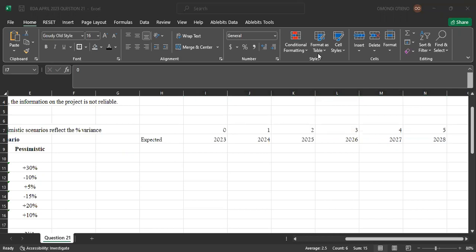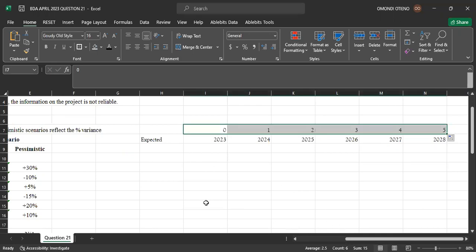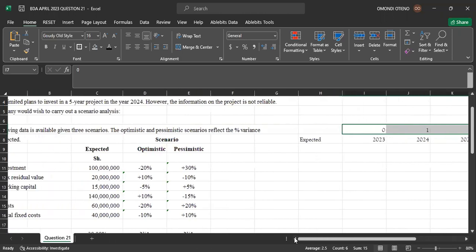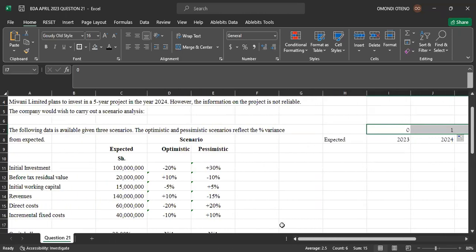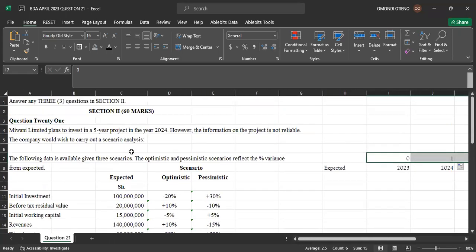How did you align the columns? Which columns are you referring to? I think I've just shared with you the document the way it is. The document the way I have it here.